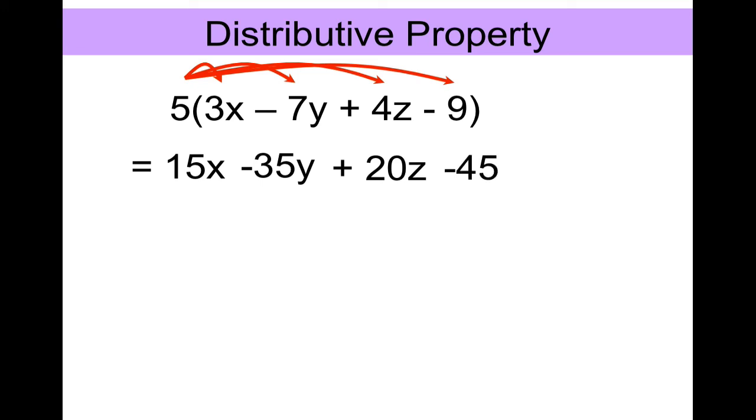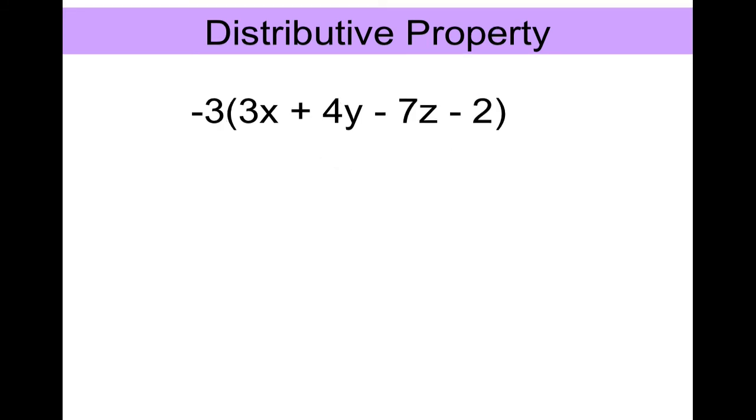Notice that when you multiply by a positive, every term keeps its sign. Positive 3x, positive 15x. Negative 7y, negative 35y. Positive 4z, positive 20z. Negative 9, and negative 45. On the next example, we'll see that multiplying a long polynomial by a negative, it changes the sign of everything inside the parentheses. So feel free to try this one on your own.